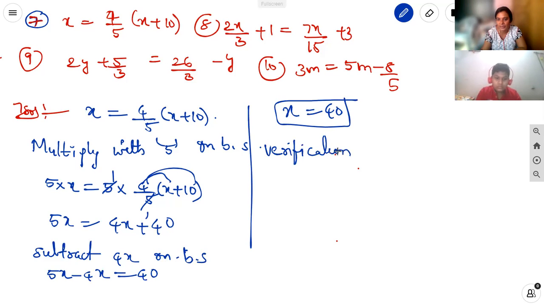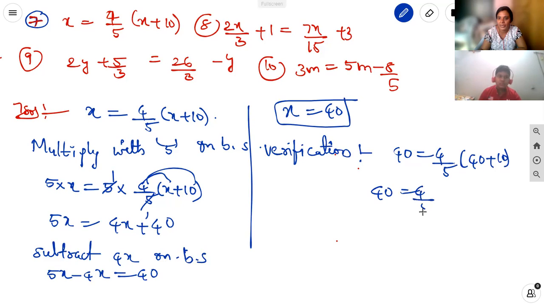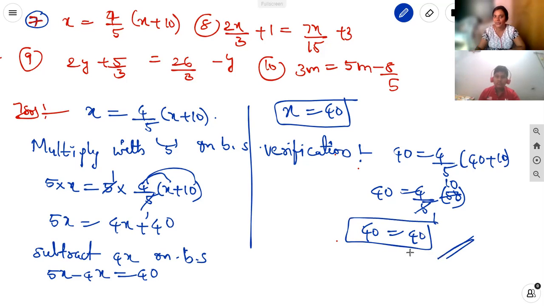Verification. 40 = 4/5 into (40 + 10). 40 plus 10 is 50. 5 ones are 5, 5 tens are 50... so 4 tens are 40. 40 = 40. Verified.